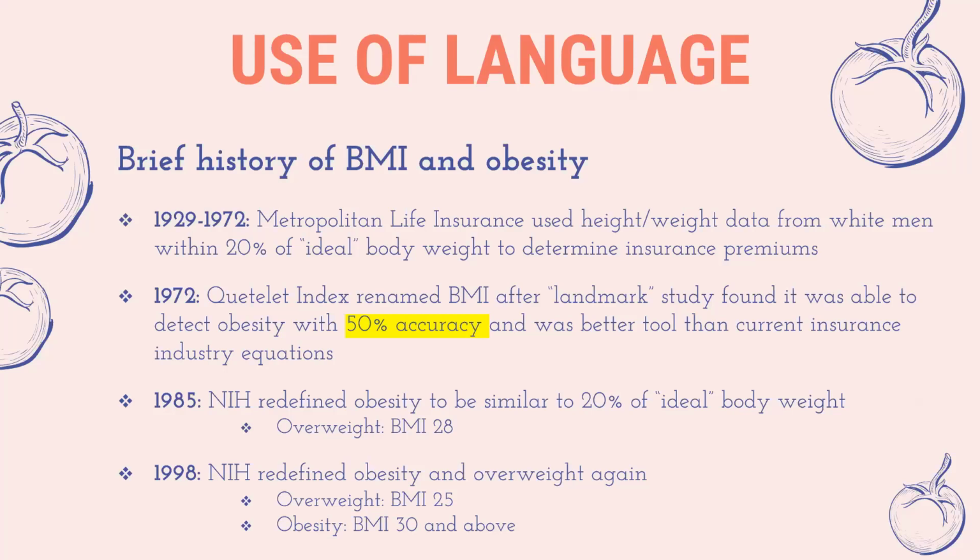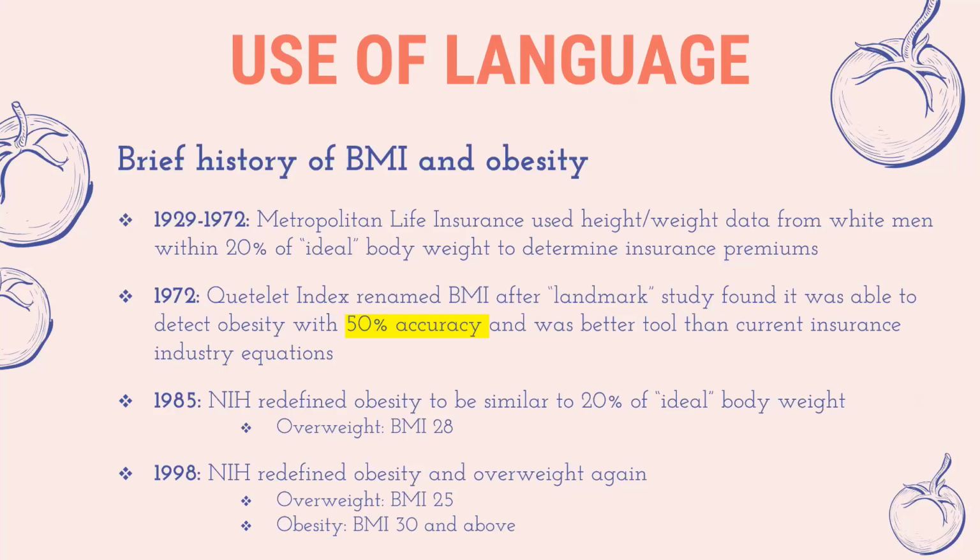When we look at the diversity of the US, this is based on July of 2022 data from the United States Census Bureau. The United States is about 58.9% white, which means that more than 40% of the United States population is a non-white race or ethnicity. So the information that we've been using, whether it was Metropolitan Life Insurance, that 20% of ideal, the Quetelet Index, BMI, those were all based on white men. We know 50% of the population is male, 50% is female, and then we have more than 40% of races are non-white.